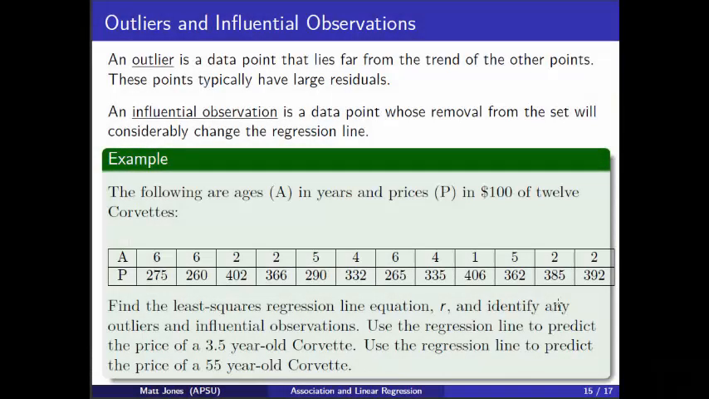Now let's talk about outliers and influential observations. We've already talked about outliers, but in different contexts. But very generally, an outlier is a data point that lies far from the trend of the other points. These points typically have large residuals when we're talking about regression. Now let's go back and revisit what kinds of outliers we've seen before.